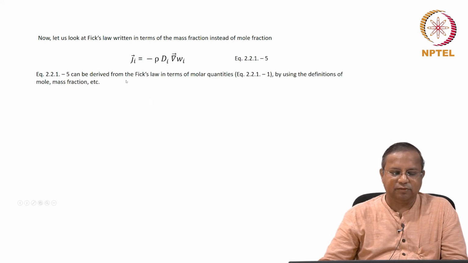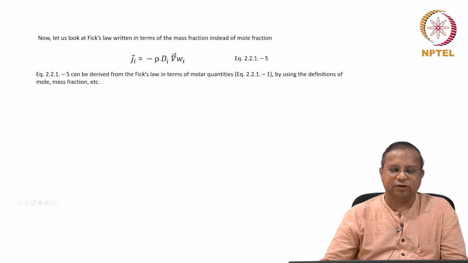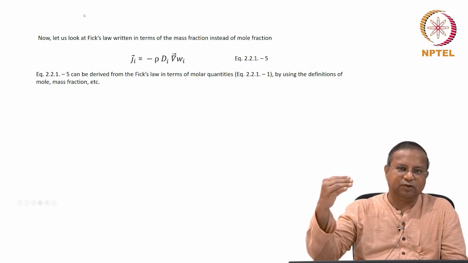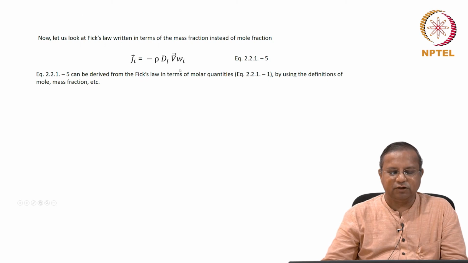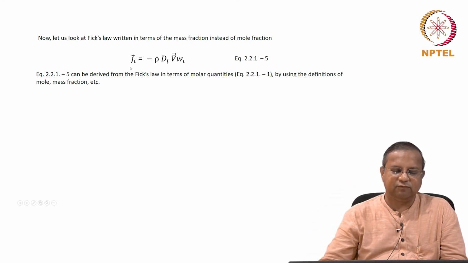Equation 2.2.1-5. Why don't I let you derive this? If you run into difficulties with this derivation, then get back to me, send me an email. I will tell you how to do it. This is a few steps and it is good for you to go back. It is just definitions and you substitute the various definitions and you will get there, starting with our Fick's first law in terms of mole fractions. If you start there and replace various things in terms of masses, you will end up here. Why don't you try this out?